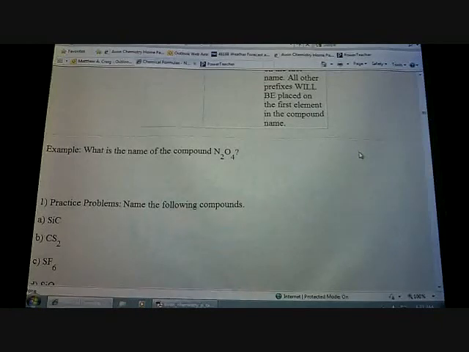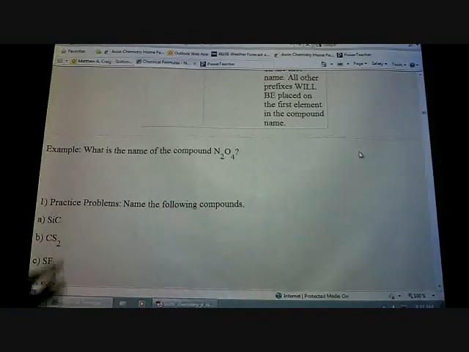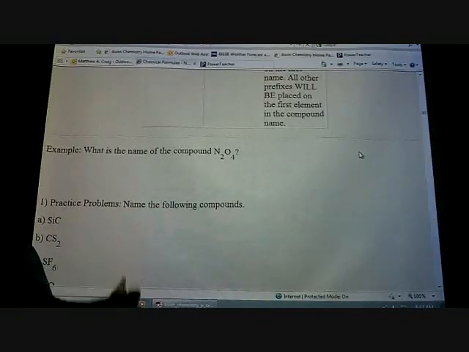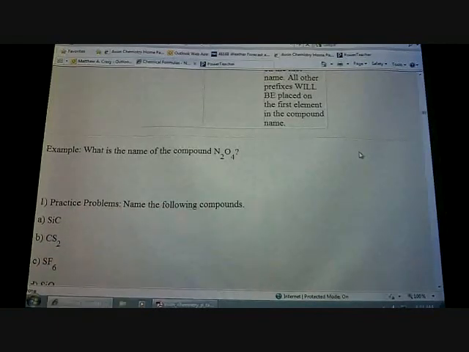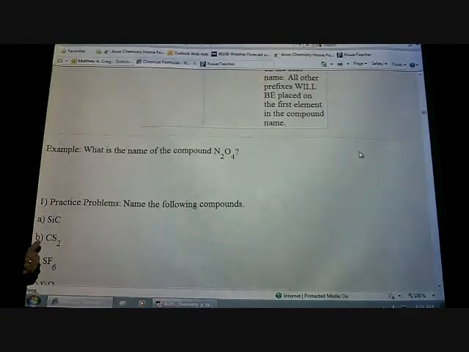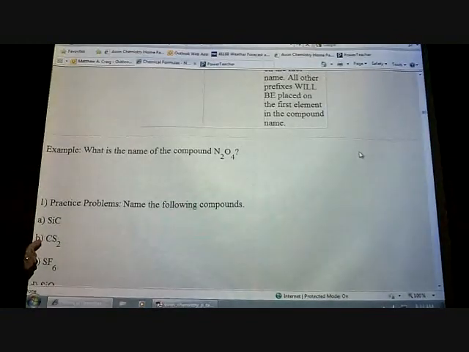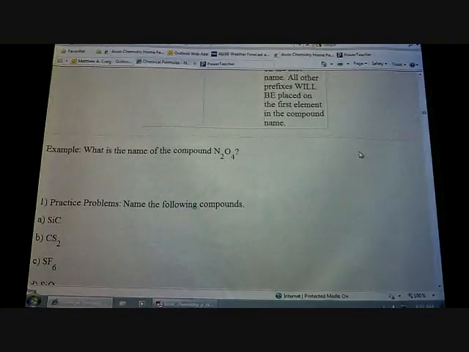All of them in an ide? They will, yes. Because there's no polyatomics here, there's no ionics. So all of these better end in ide. Okay. Good question. B, CS2. So what is C? Carbon. Carbon disulfide. Okay. Carbon disulfide. So again, the sulfur is sulfide, and then since there's two of those, disulfide.